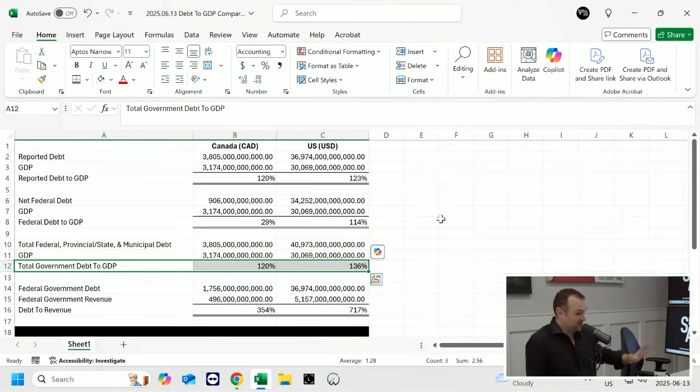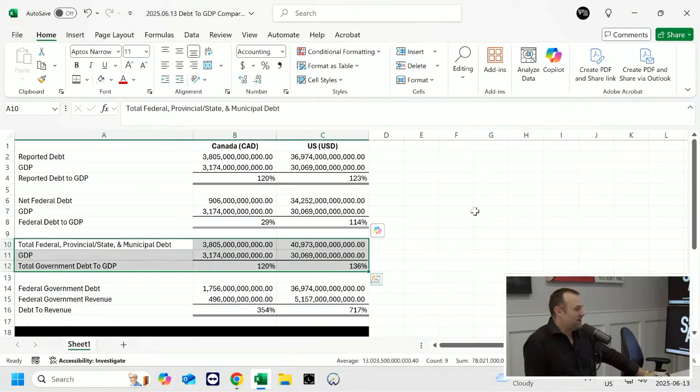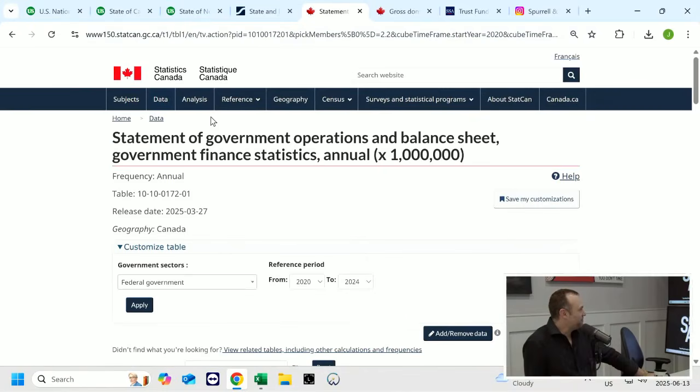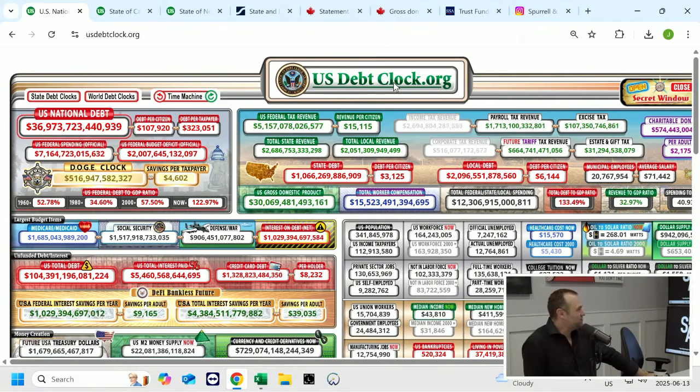GDP per capita is a different discussion for different reasons. But now we're looking at why debt to GDP itself is somewhat of a misleading number. The U.S., on the other hand, has 36,974 billion. Here's their debt, here's their GDP, and here is their total revenue, 5,157 billion. This is why it was kind of funny.